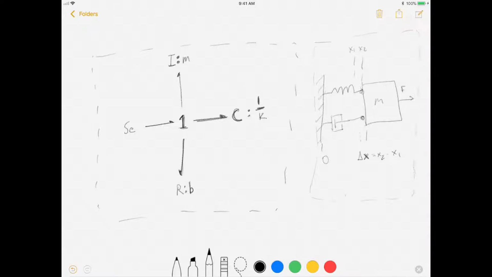Welcome to the third video in Dynamic Systems and Control. What we're going to be doing is taking that bond graph that we designed in the last video, and going through and creating an equation for its representation.